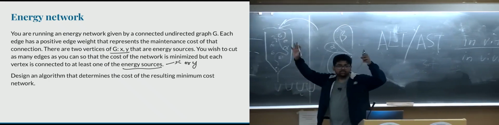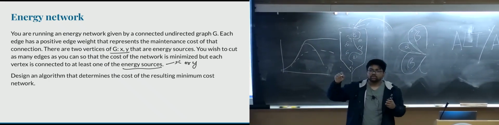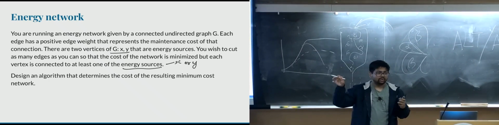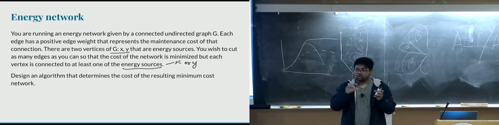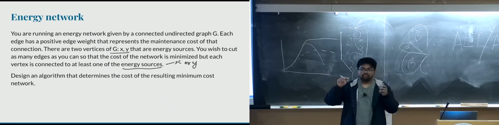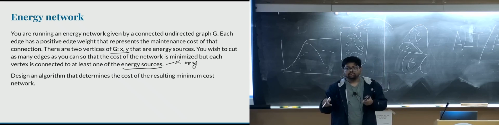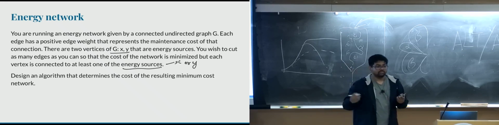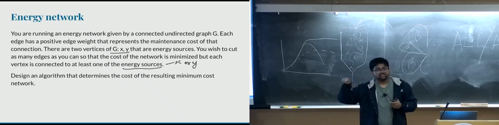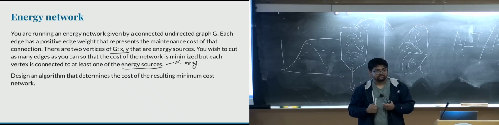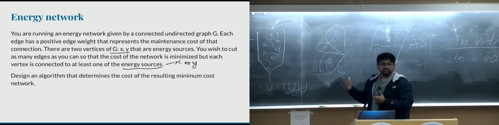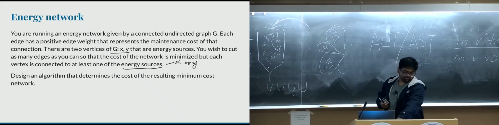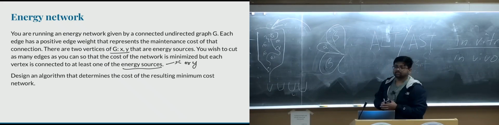So you basically have a network and you want to delete edges in this network in such a way that each node is either connected to X or Y. And you want to find the minimum possible set in this case. I mean, the cost of maintenance should be minimized. That means the sum of the remaining edges should be as low as possible. Is it clear? Maybe you can take a couple of minutes to think about it, and then we'll discuss it.